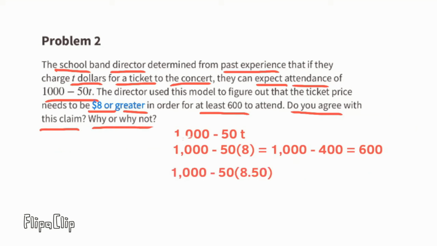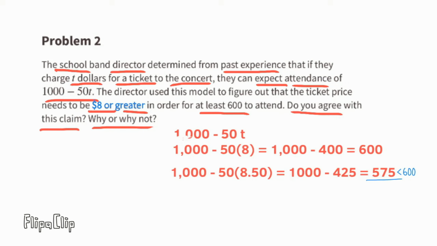Now let's substitute the T with something greater than $8, like $8.50. 1,000 minus 50 times $8.50. That's the same as 1,000 minus 425. Since 1,000 minus 425 is 575, and 575 is less than 600, then I don't agree with the band director.